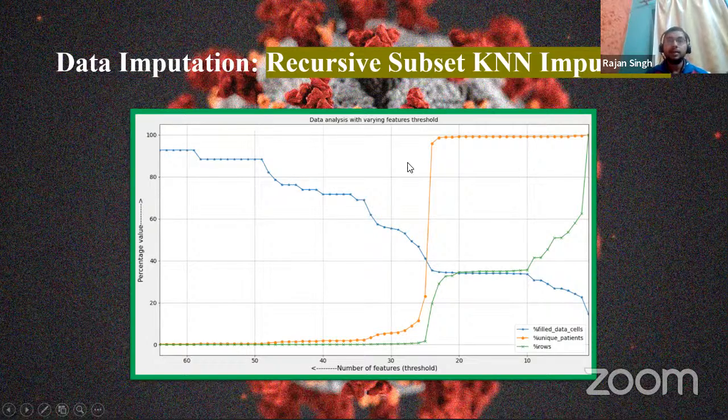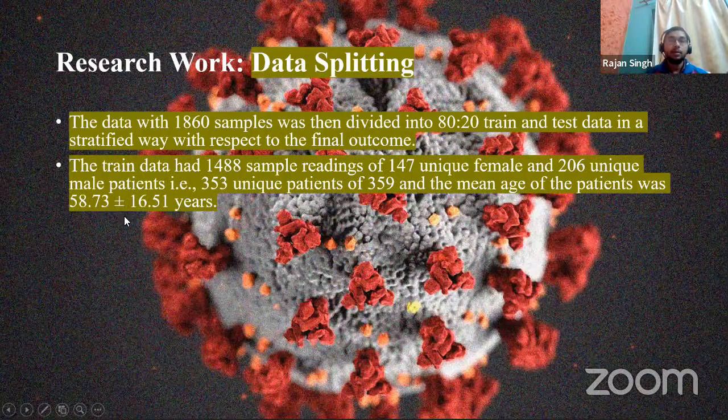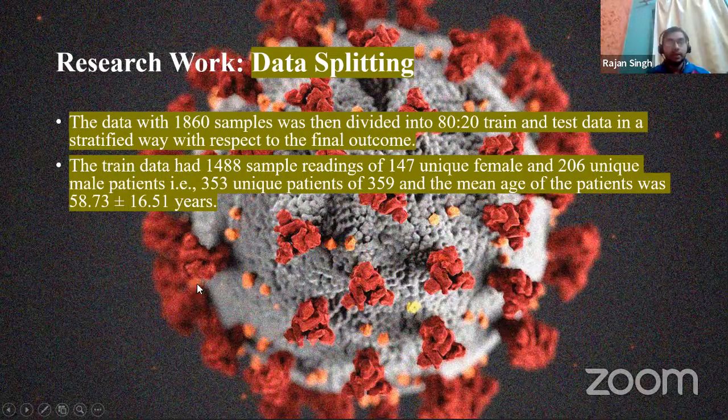And for data splitting, we divided into 80:20 as I told, and this was some basic distribution of the training data set, where 353 unique patients were present with 58. So basically, this was the distribution.